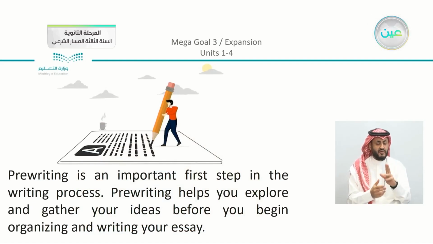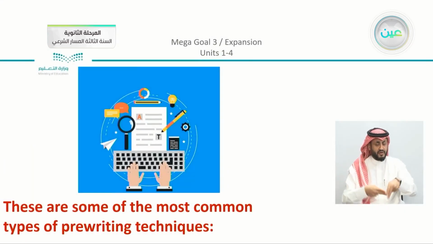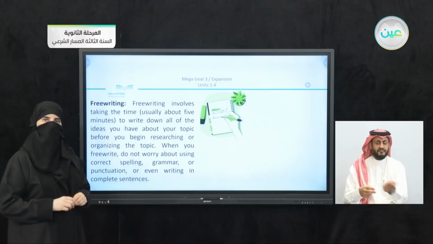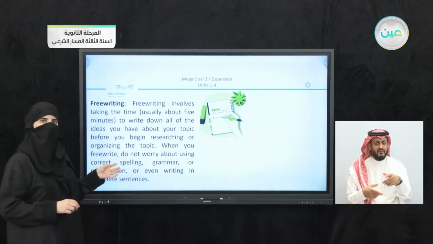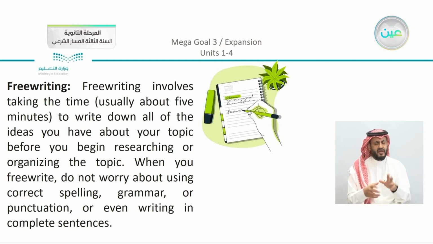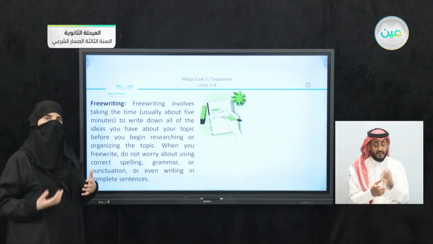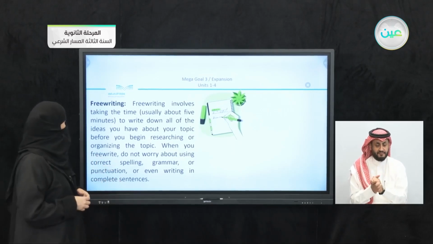So how is that? Now, there are actually 3 techniques. Some of the most common types of pre-writing techniques are, first of all, free writing. Now, if you recall, free writing involves taking the time, usually about 5 minutes, to write down all of the ideas you have about your topic. Now, here you can just write different words. These words are actually the ideas that you have in mind, and then you are going to put these words in sentences.